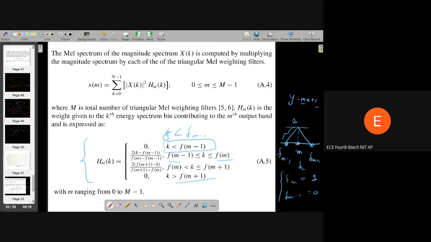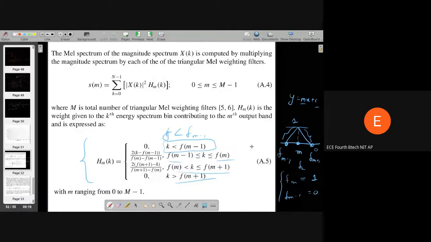Again, in this range, you find out the equation of the straight line, because you know at f of m plus 1 it is 0, and at f of m it is 1. Two equations are there again. So that's how it is, quite easy. I hope you understand this part.